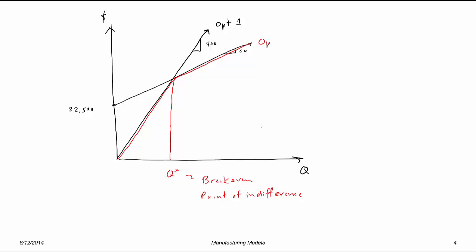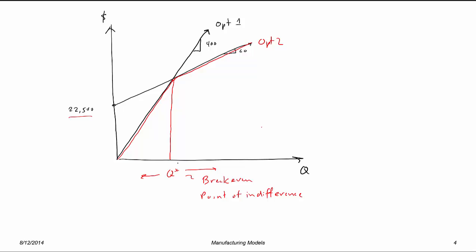So this is option 2. At this point right here, the point of indifference, it doesn't matter whether I do option 1 or option 2 because they have the same cost. If I'm to the left of my break-even point, clearly option 1 is preferable because I haven't made enough units to overcome this initial 22,500. Whereas if I'm to the right of my break-even point, then I have made enough parts to overcome my initial cost, and so I'd like to use the smaller per unit cost.